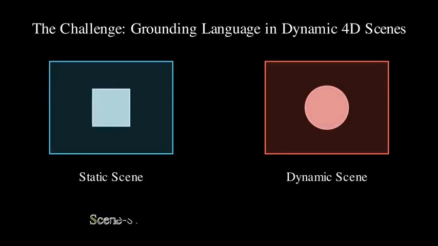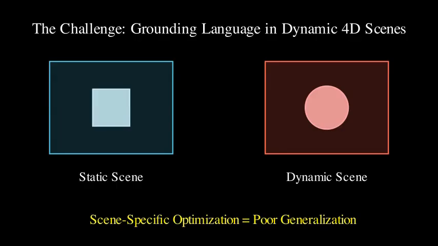Current methods for understanding how language relates to dynamic 3D scenes evolving over time, what we call 4D language grounding, often rely on techniques like scene-specific Gaussian splatting. While effective, these methods require optimizing the scene representation per scene. This leads to poor generalization. The model struggles with new, unseen environments, and limits scalability, as you need to retrain for every new scene.